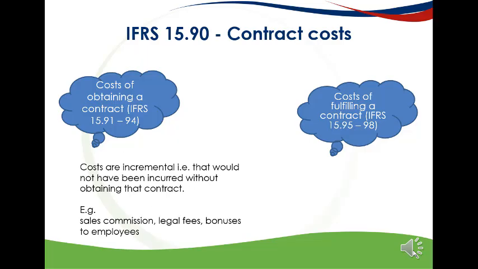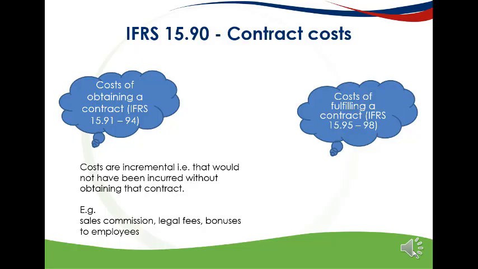Costs of obtaining the contract are costs that are incremental, that is, that would not have been incurred without obtaining that particular contract. They include things such as sales commission paid for the acquisition of that particular contract, legal fees, and bonuses paid to employees specifically for obtaining that contract. In other words, these are the costs that the entity would have avoided had it not entered into this particular contract.